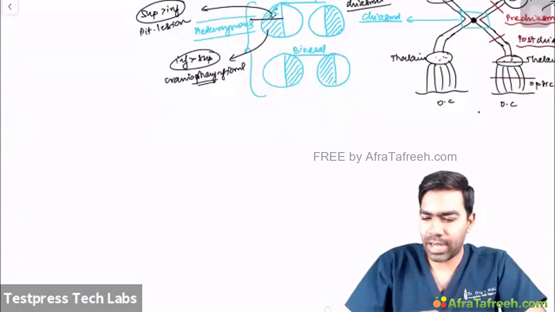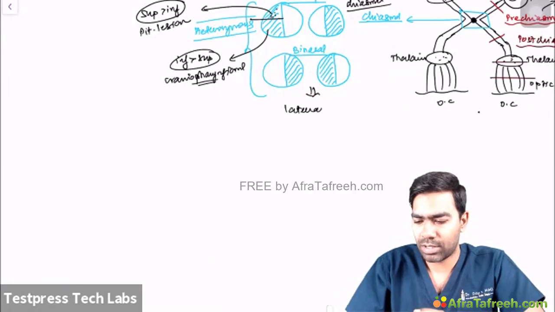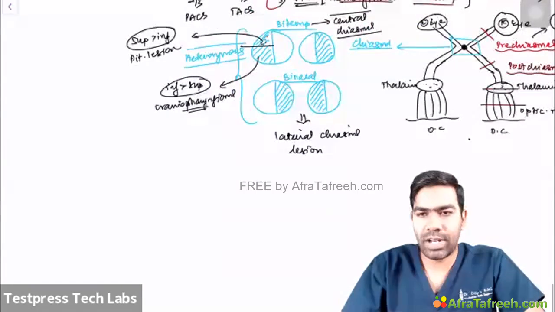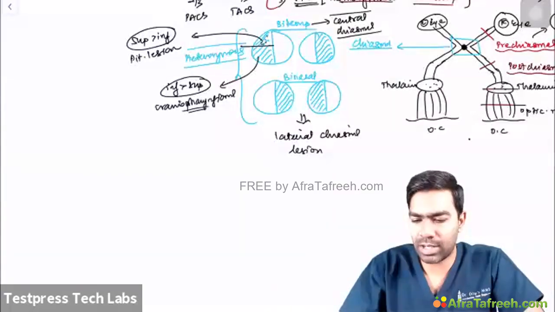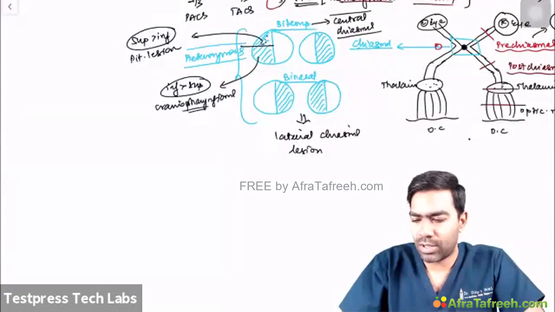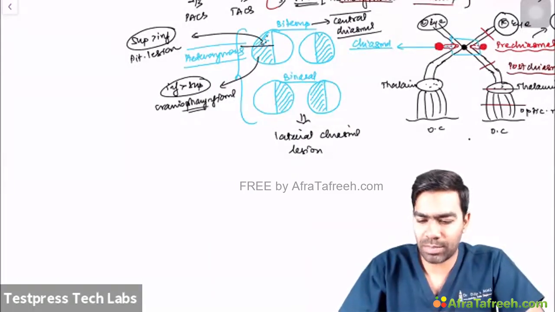Typically, binasal hemianopia you will encounter in a lateral chiasmal lesion. Very unlikely to get a binasal hemianopia, but anyway, this has been described in certain situations where you can get aneurysms of the internal carotid artery. For example, if there is a bilateral aneurysm of the internal carotid artery, that can affect the lateral part of the chiasma.